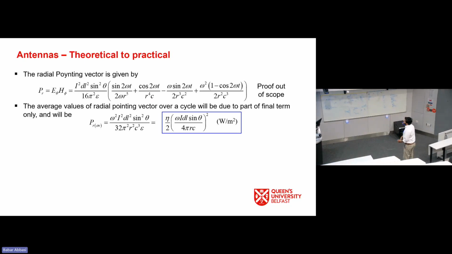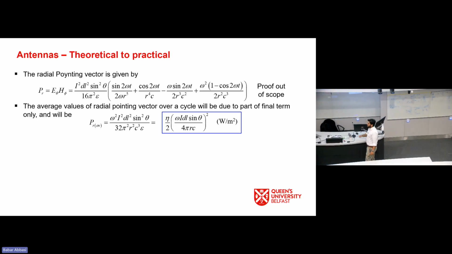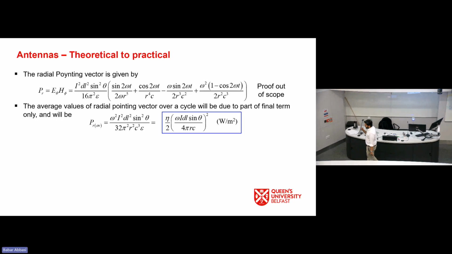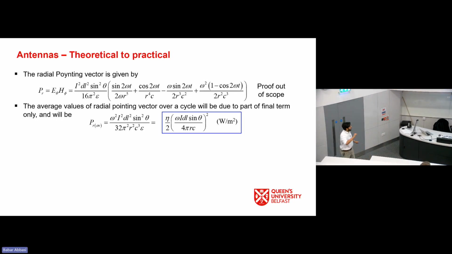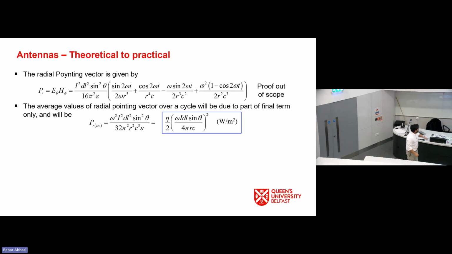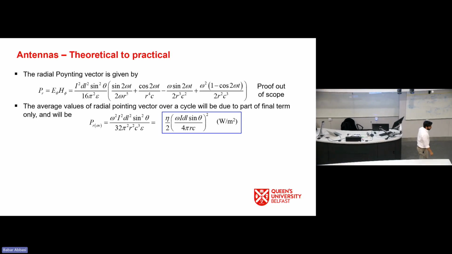So after that derivation, we can actually state exactly how much power we are getting at a point P in space when we have a fictitious dipole at the center of origin, and that is given in this equation, and it has this eta. And eta is another thing that you already know about.